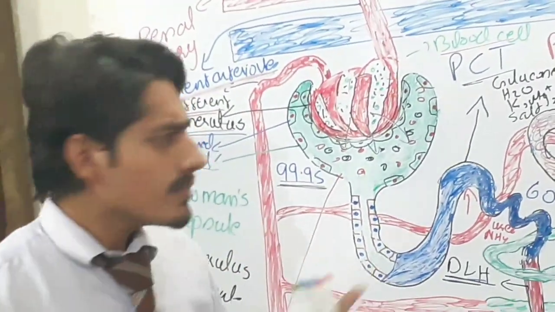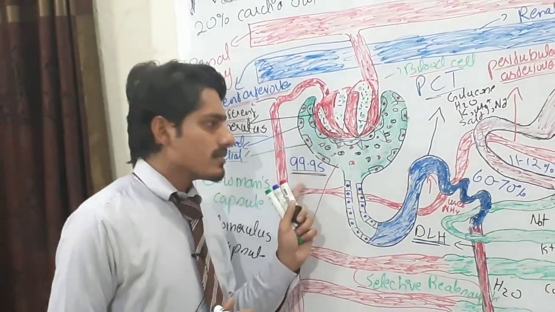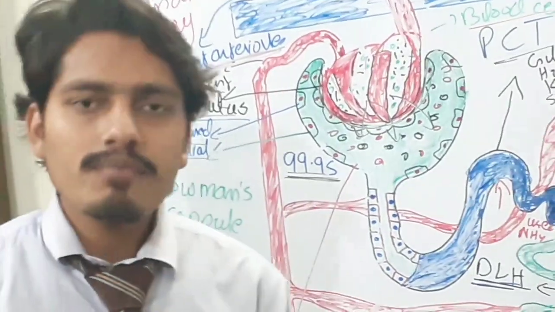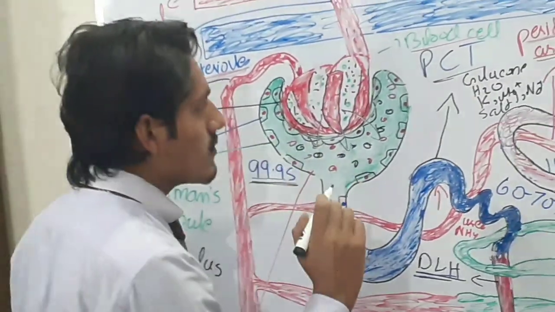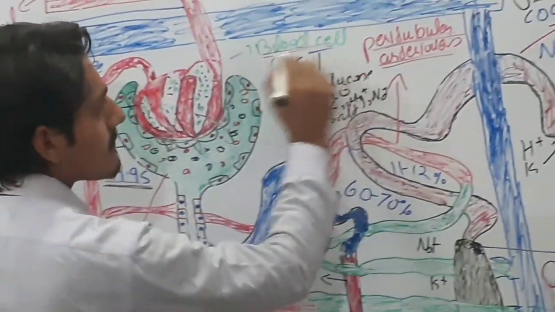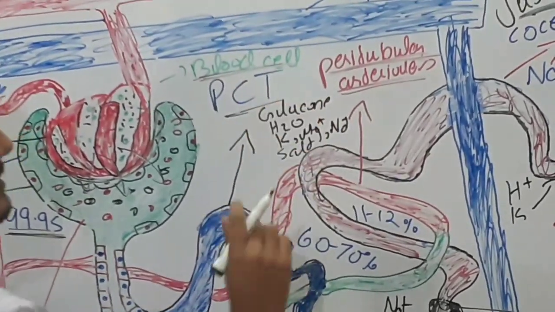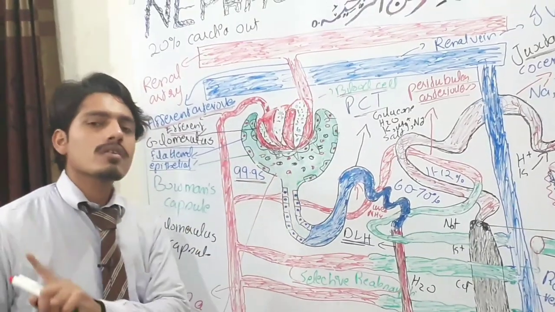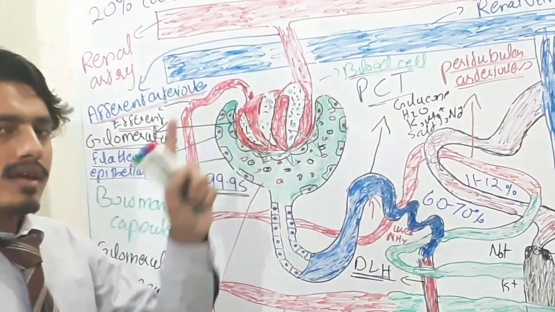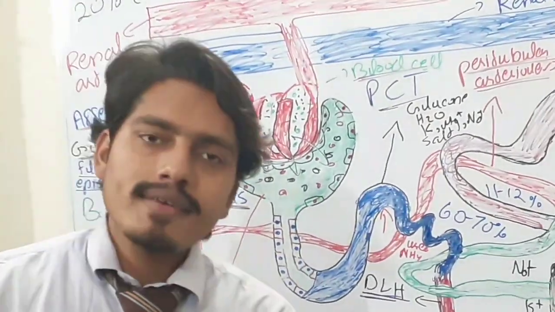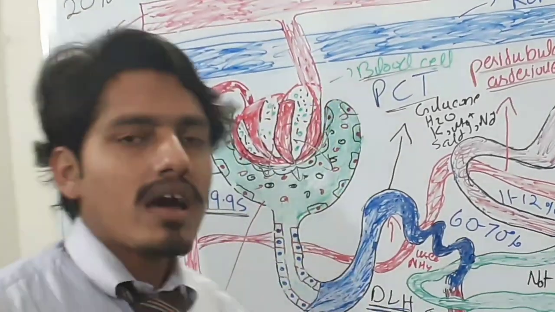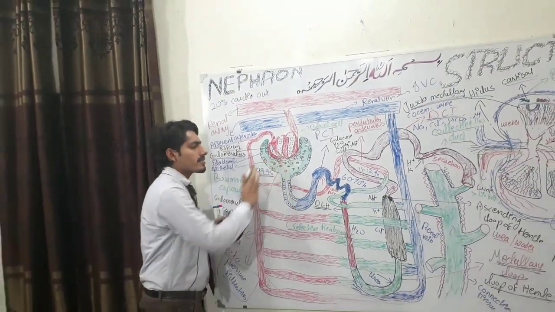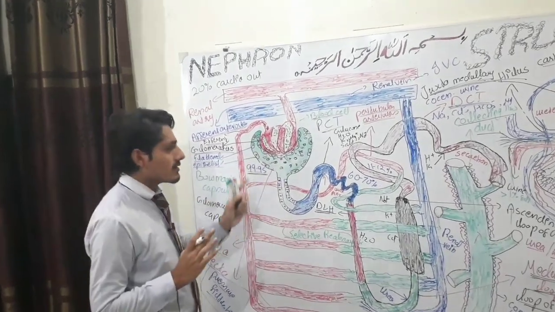About 99.95%. The composition of this filtrate is similar to plasma, except for the larger molecules, which are blood cells, and the second one, plasma protein. They cannot cross the glomerulus capillaries because blood cells and plasma protein have a larger diameter, and therefore they cannot cross the glomerulus membrane.